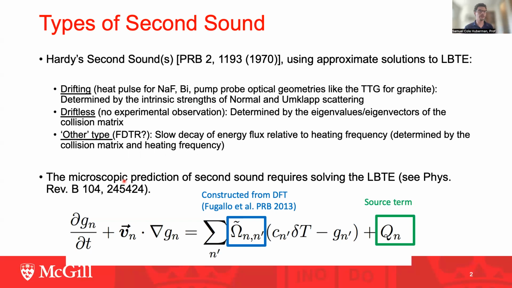To capture these second sounds from a microscopic perspective requires solving a linearized Boltzmann equation. And we've devised a method for doing so. You can see the details in this paper here. And we have an advantage that Hardy did not at the time, and that is that the collision matrix can be constructed from first principle calculations. And so that allows us, by solving this equation, to capture all of these different types of second sounds.